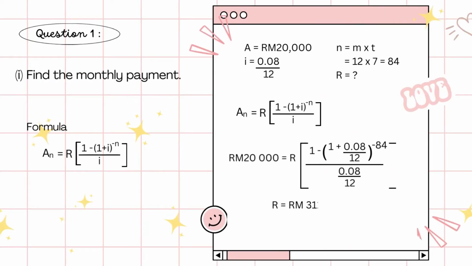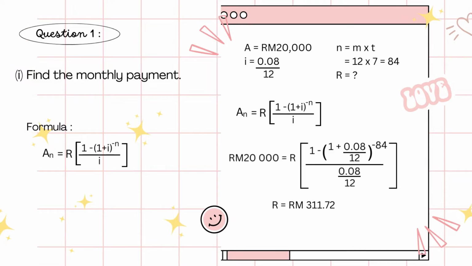For the first question, we have to find the monthly payment. So we have to find R. Based on the steps that I already gave, find R. Oh yeah, N is M times T and T is years, so that's why N is 84. So the answer of R is 3,011 ringgit and 72 cents.